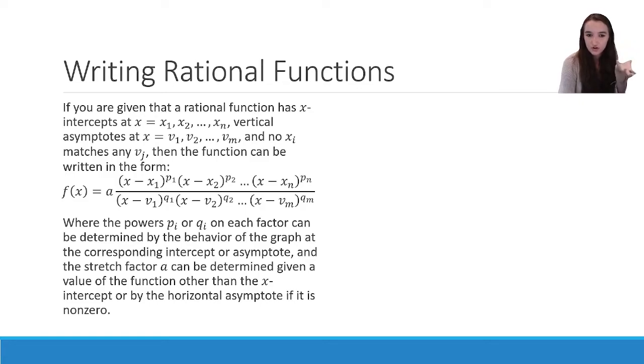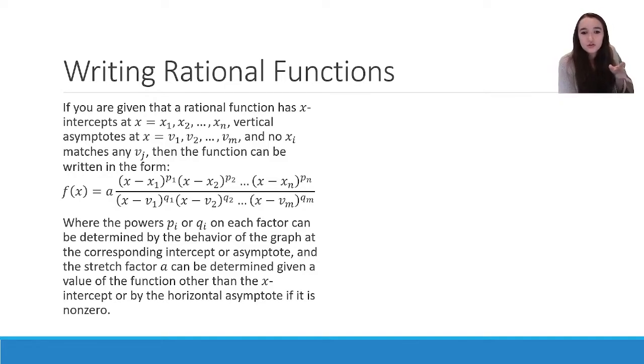Alright, so next we're going to look at how do I write a rational function if I were given the graph to start from. If you're given that a rational function has x-intercepts at x equals x1, x2 through xn, and vertical asymptotes at v1, v2 through vm, and none of these match, so there are no holes, then the function can be written as a times (x minus x1) to a power, (x minus x2) to a power, and so on, over (x minus v1) to a power, (x minus v2) to a power, and so on. This is the general form of the factored rational function.